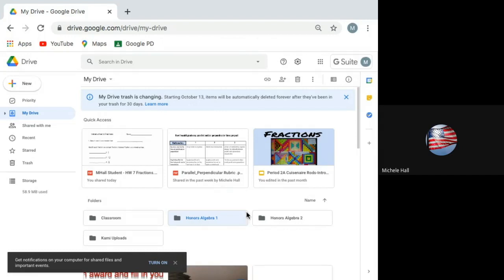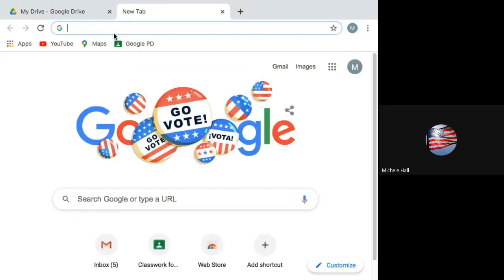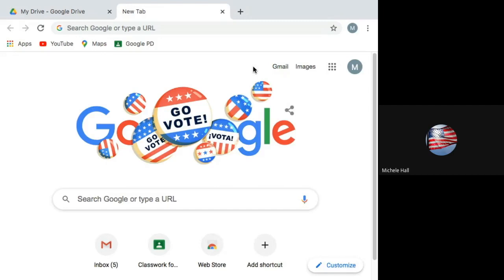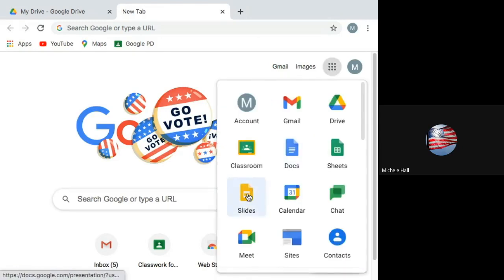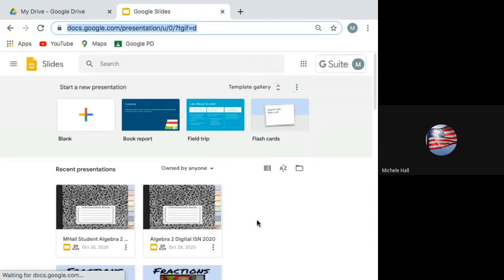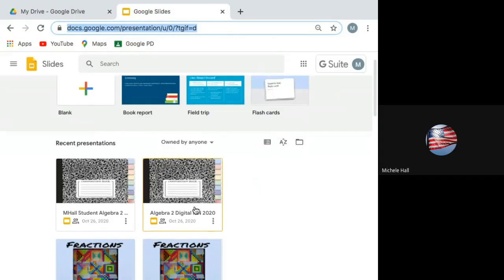When you're done making an honors Algebra 2 folder, I want you to hit a new tab, and let's go in and find your digital ISN. You have a digital ISN where you're putting your parallel and perpendicular lines, where you've been putting some stuff. So let me show you how you can get to your slides. If I'm in the Google Waffle right here, I can actually hit slides, and that'll bring me into a slides page. And I go in there, I can find my slide in there. I want you to click on your Algebra 2 digital ISN.